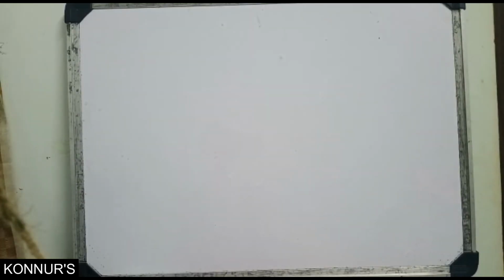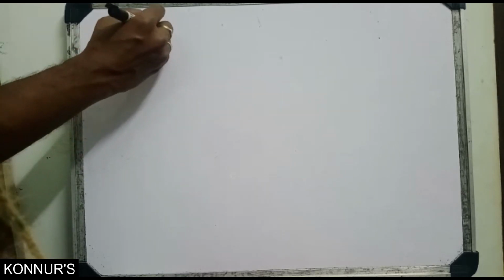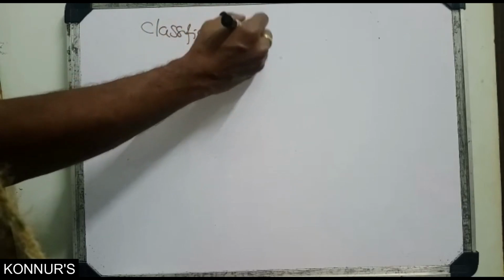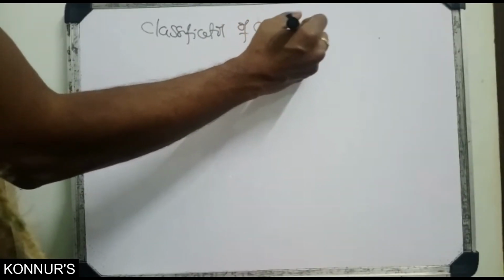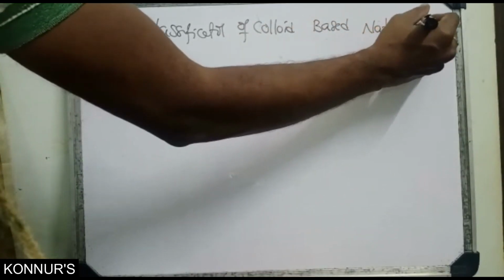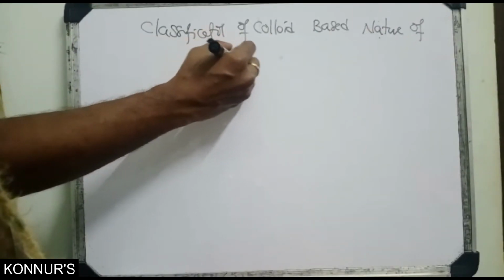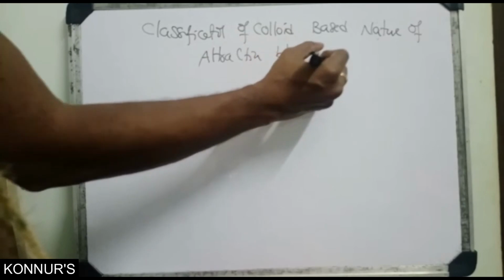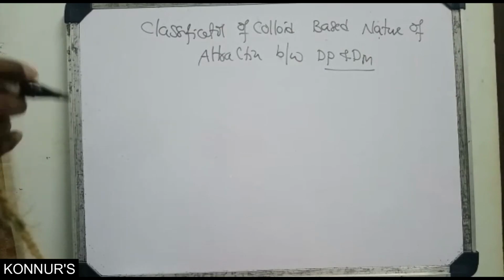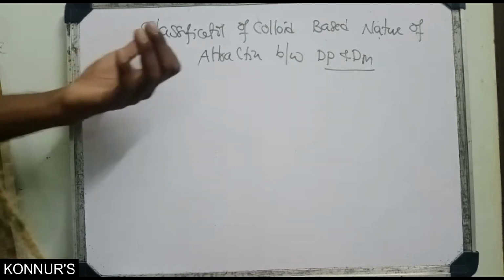See, in the classification of colloids, we missed discussing the classification of colloids based on the nature of attraction, the nature of attraction between dispersion phase and dispersion medium. Previously we classified three times. I explained physical states, and next the types of particles, but we missed this one.